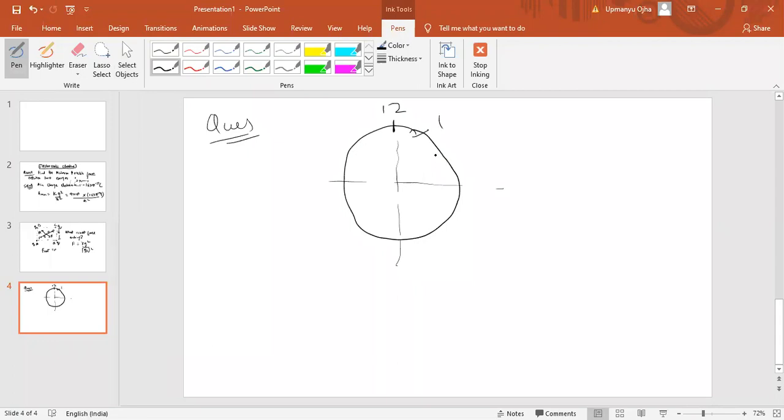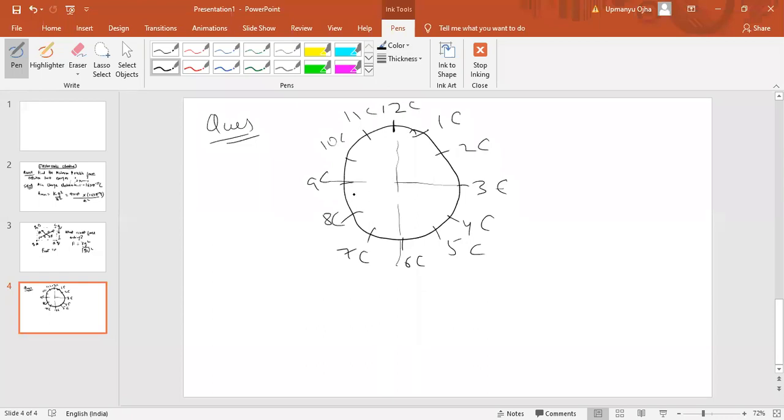This would be 1, 2, then 3, 4, 5, 6, 7, 8, 9, 10, 11. Okay, so we can say numbering is there. Now we are placing charges of magnitude equal to each number. Like at 1 I have placed 1 coulomb charge. At 2 we have placed 2 coulomb charge. 3, 4, 5, 6 coulombs, 7, 8, 9, 10 coulomb, 11, and 12 coulomb.